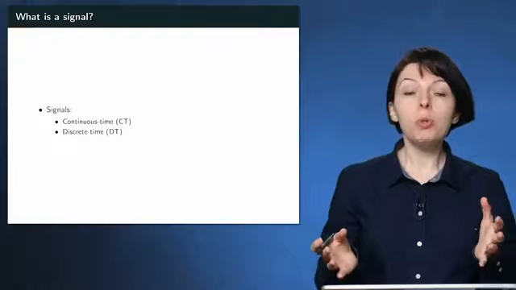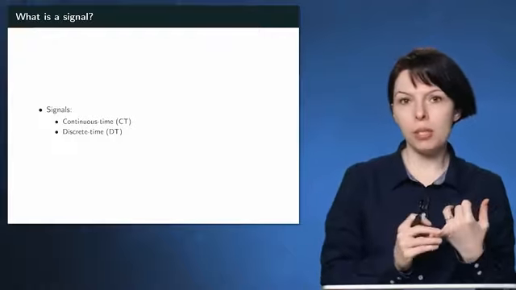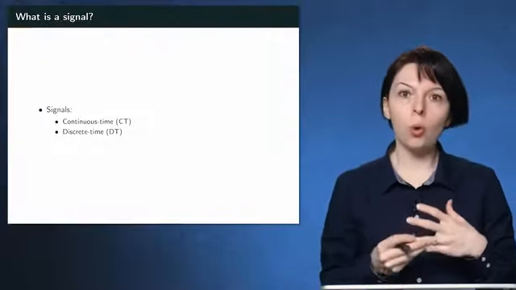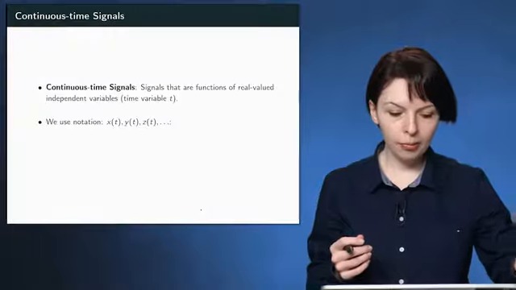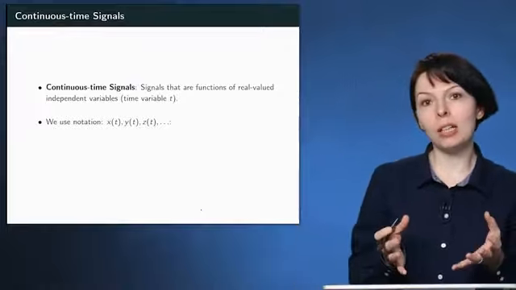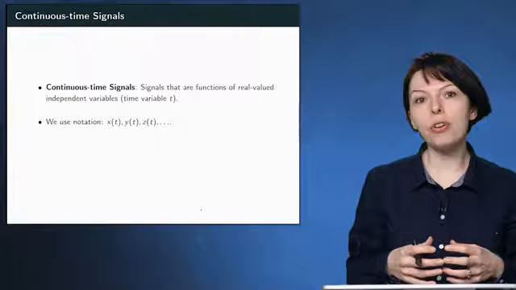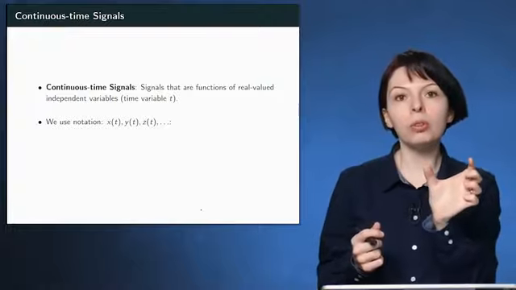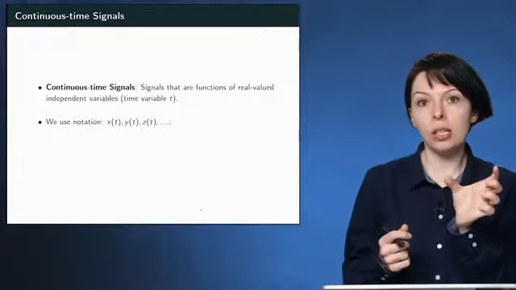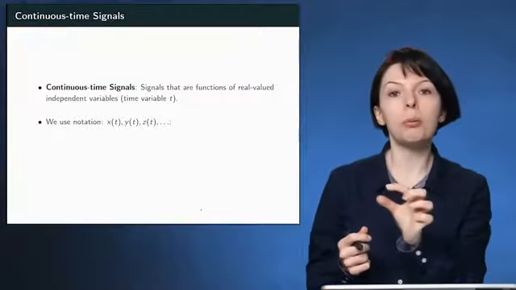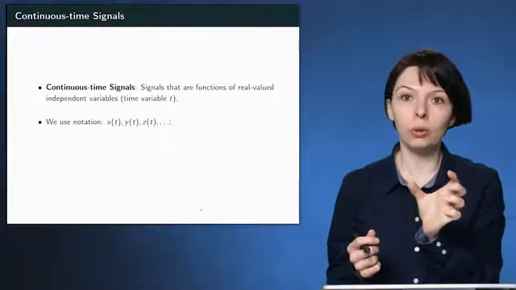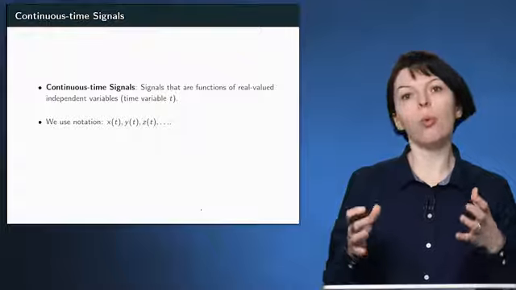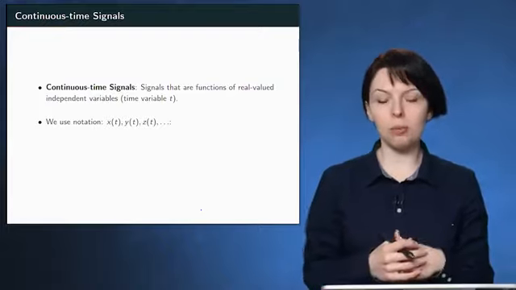We have two types of signals: continuous time signals, or CT, and discrete time signals, or DT. Continuous time signals are signals that are functions of real valued independent variable. So the independent variable, or t, in these signals can take continuous numbers. It's a real valued variable. We usually use the notation of x of t, y of t, and z of t for continuous time signals.